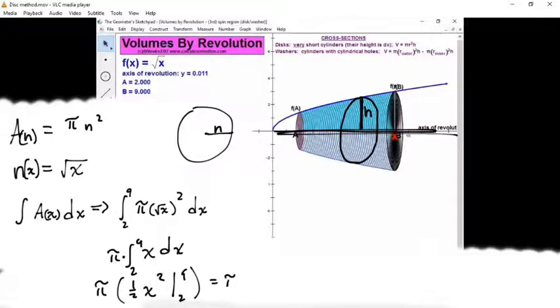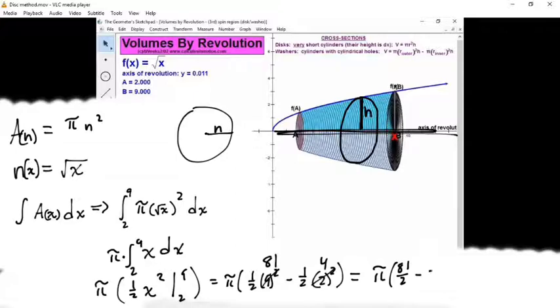So I'm going to go pi times 1/2, and I plug in the 9 and square that. Minus 1/2, and I plug in the 2 and square that. And that should give me my answer. 9 squared is 81, so it's 81 divided by 2. 2 squared is 4, so it's 4 divided by 2. So we have pi times 81 divided by 2 minus 2, because 4 divided by 2 is 2.